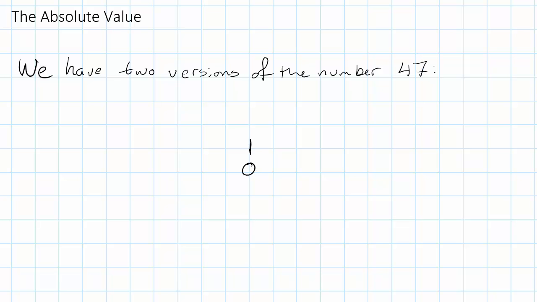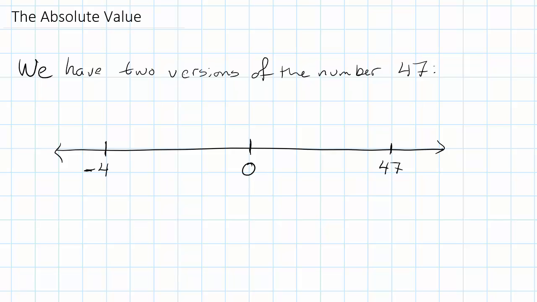Now that we've introduced the negative numbers, we have, in a sense, two versions of every number. For example, we have two versions of the number 47. If we draw 0 right in the middle here, we have 47 off to the right of 0, and then to the left of 0, we have negative 47.